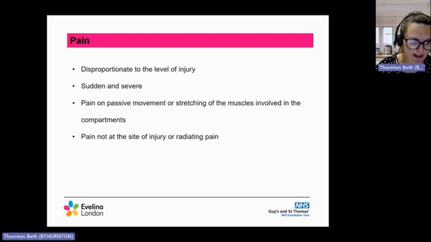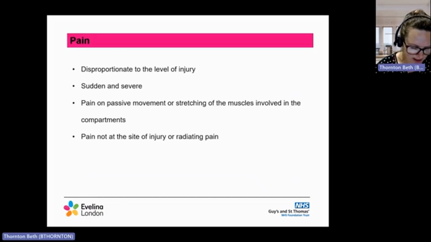Other clinical signs of pain: if it's not at the site of injury or it's radiating, because again, that can be a sign of nerve damage, or it might be that a compartment not directly next to where the injury is the one that's affected. So if it was due to a hematoma or something, the swelling might be in a slightly different compartment.